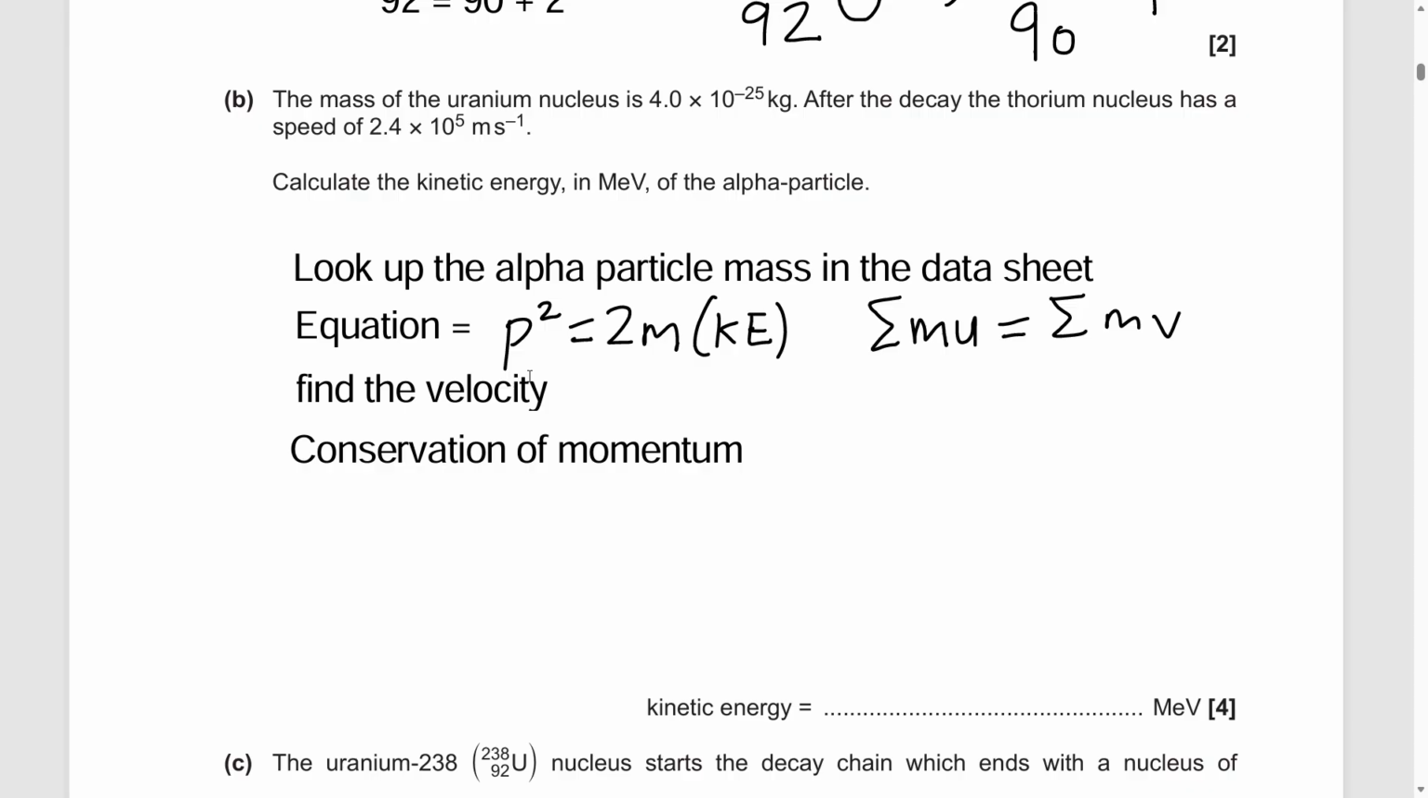Just remember the equations. P squared is equal to 2m times kinetic energy. And for this question, you need to use the conservation of momentum. So the sum of the momentum before the collision is equal to the sum of the momentum after the collision. And then you can use P squared is equal to 2m times the kinetic energy. It's asking you for the kinetic energy in mega electron volts. Don't forget to divide by 1.6 times 10 to the minus 19 to convert joules into electron volts.